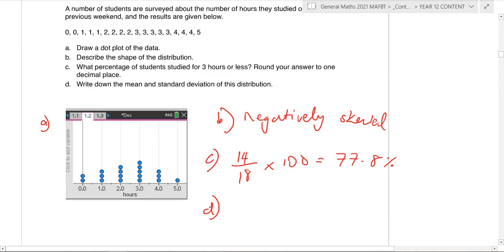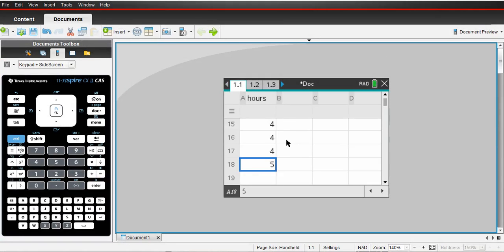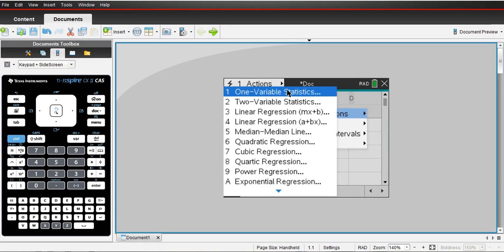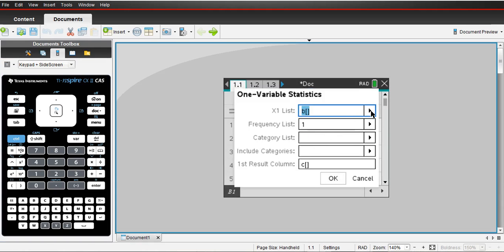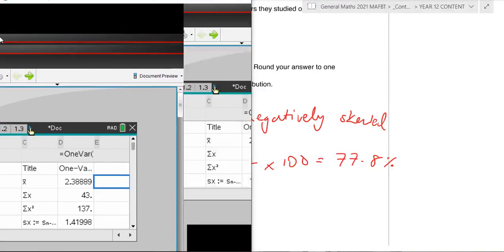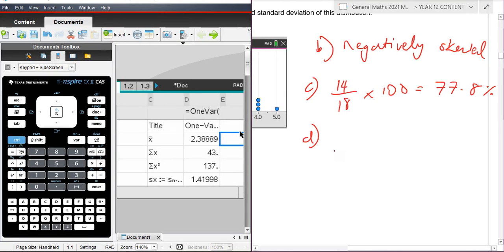Part D, find the mean and standard deviation. All right, let's do that. Make sure your cursor's on the right, somewhere there. Menu, statistics, stat calc, one variable. We're going to go hours. Okay, and okay, there's your mean, standard deviation. Okay, so let's write them down. So for part D, my mean was 2.38.